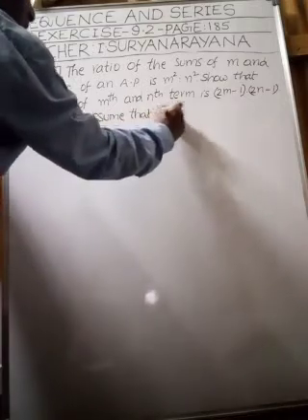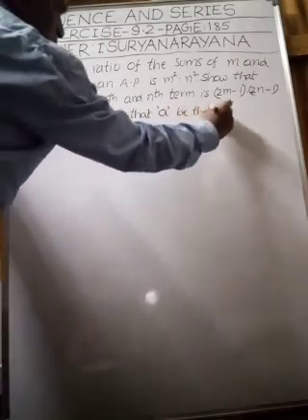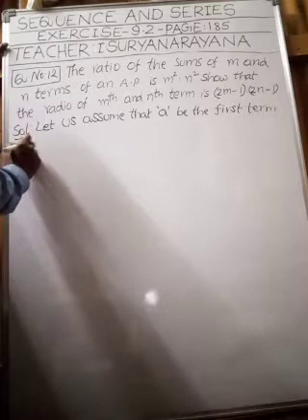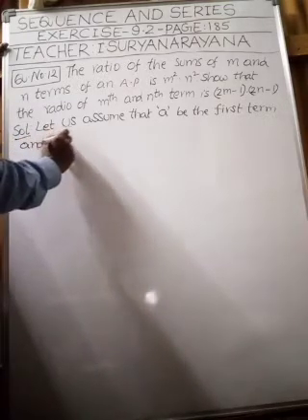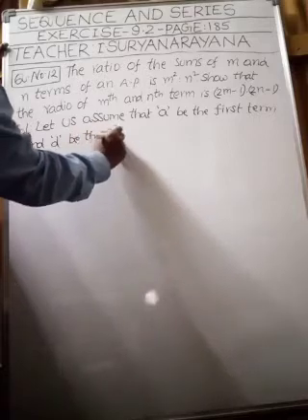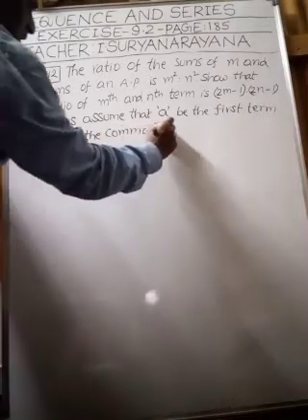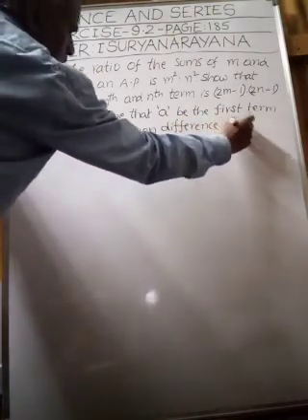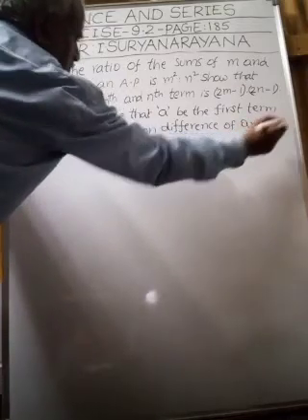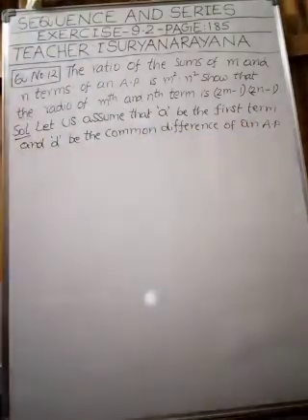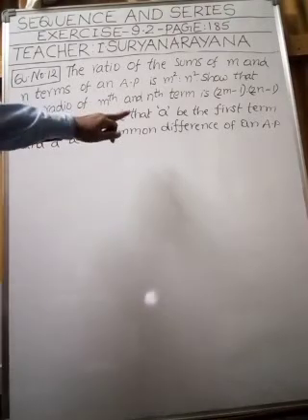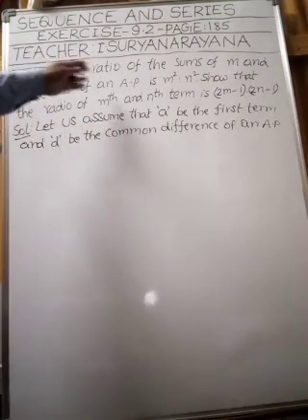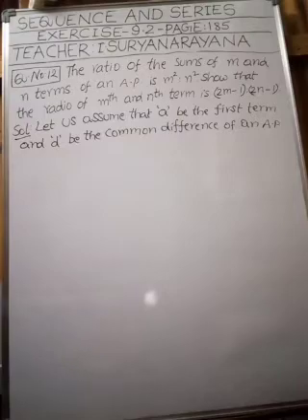that a be the first term and d be the common difference. Okay, my children, understood these two lines? Here we assumed that a be the first term and d be the common difference of the arithmetic progression, because it is not given directly. Okay, my children. Now what is given here?